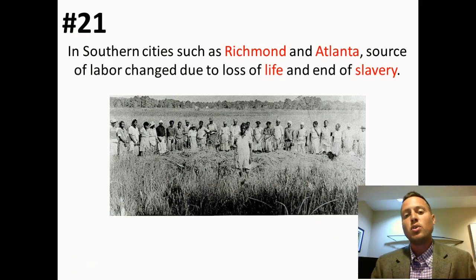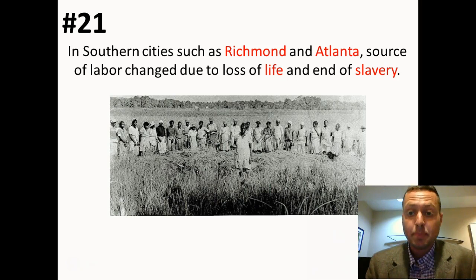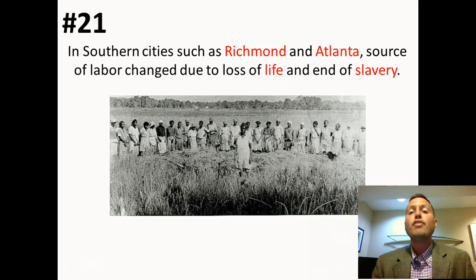But at least you can grow stuff, right? Not really. You got a bunch of white dudes laying around. No, they died in the war. Labor changed due to loss of life. But you still have slaves, right? No, you don't have slaves anymore because of the Emancipation Proclamation. Slavery was over. Life had been lost because of the Civil War. Your labor source had dramatically changed.